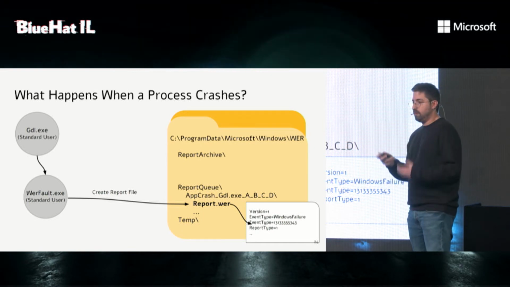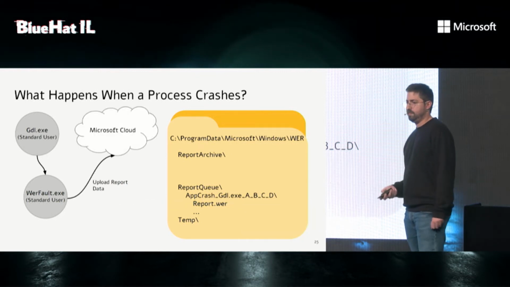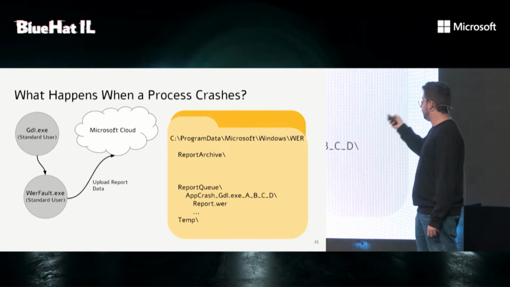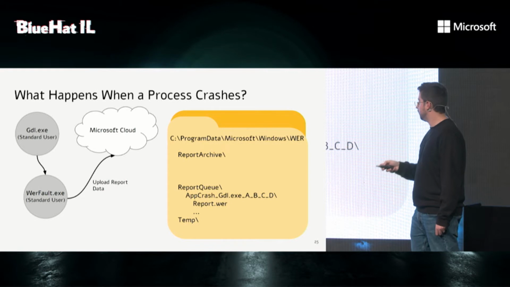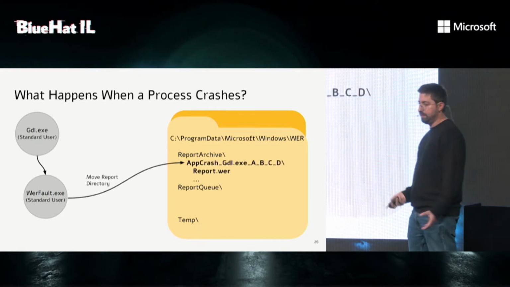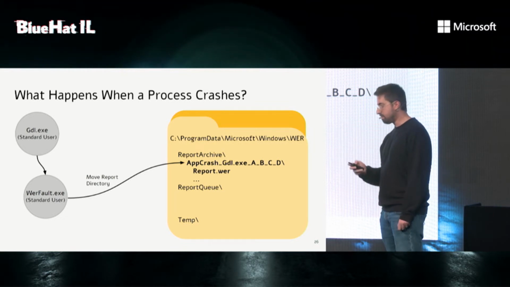Anyway, once the report is finished and written to the disk, WerFault will do the actual work of uploading the data to Microsoft, and if it succeeds, it will move the AppCrash_gdi directory, that report directory, from the ReportQueue to the ReportArchive. And by this point, both of these processes will be done and exit.